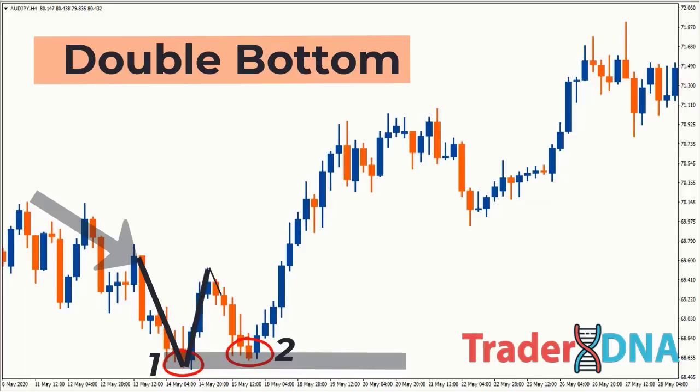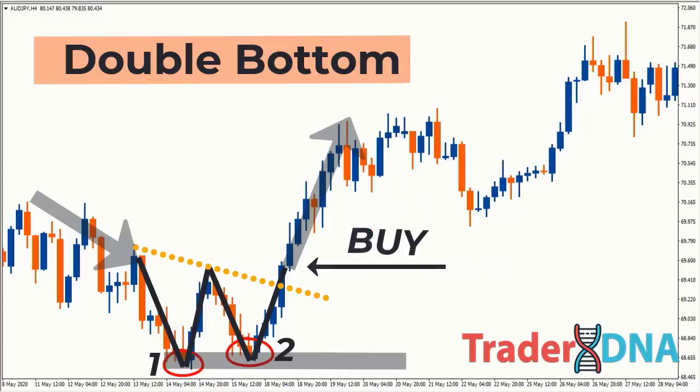Notice how the second bottom wasn't able to significantly break the first bottom. This is a sign that the selling pressure is about finished and that a reversal is about to occur. Look at this. The price broke the neckline and made a nice move up. With the double bottom, we would place our entry order above the neckline because we are anticipating a reversal of the downtrend. The stop loss is placed below the second valley.